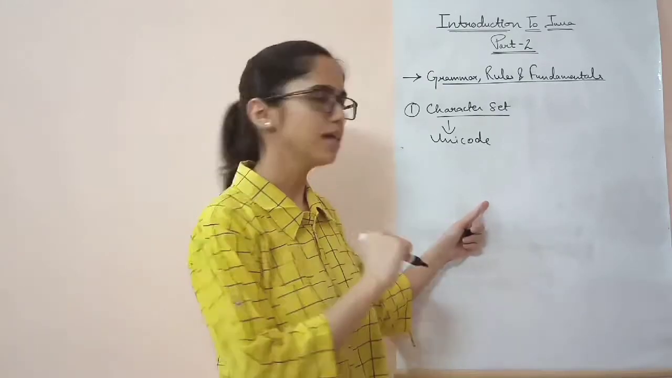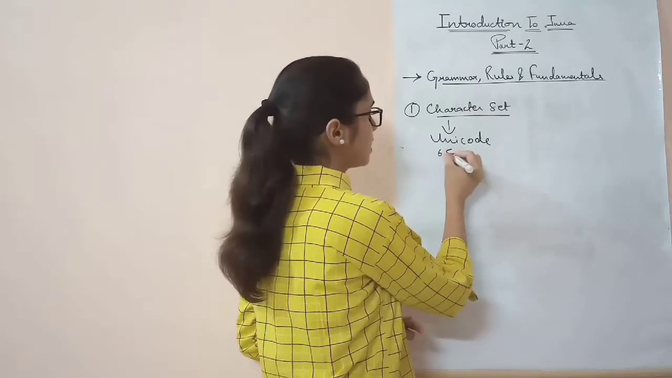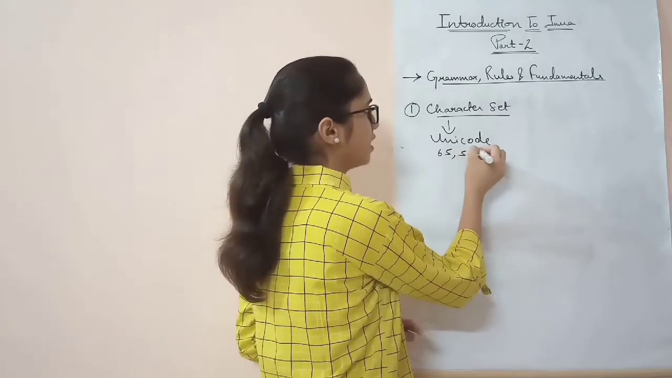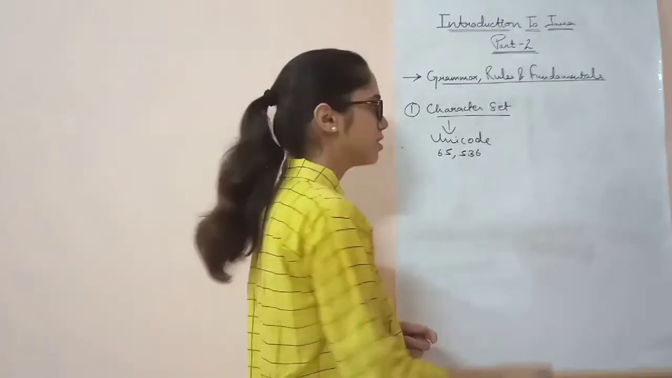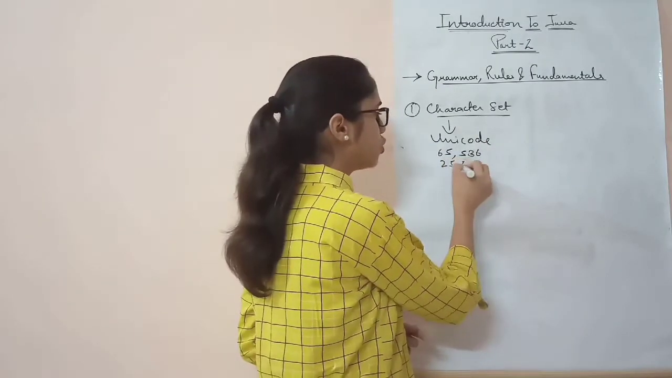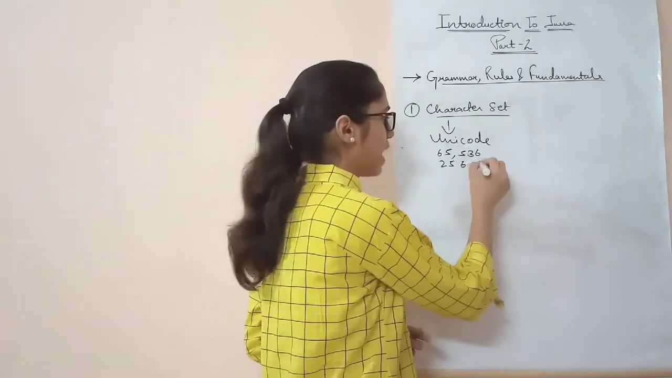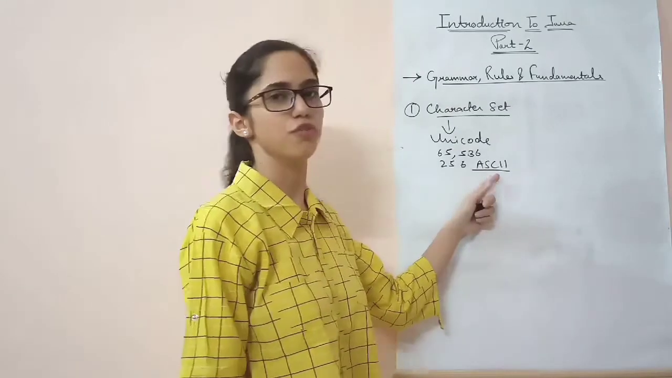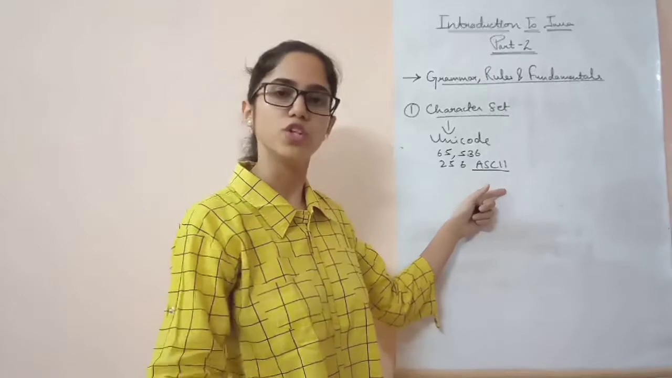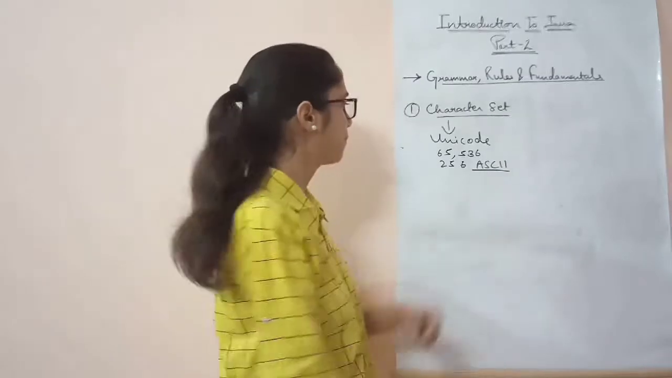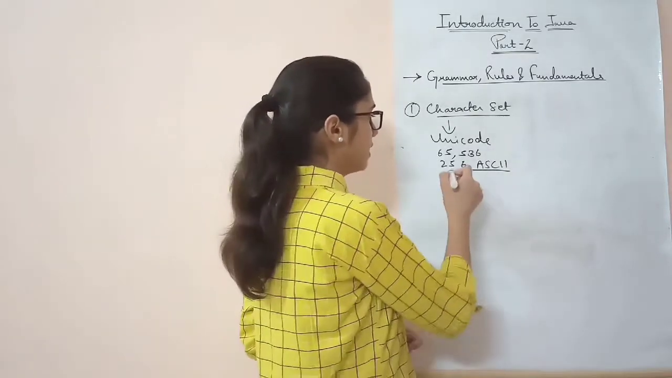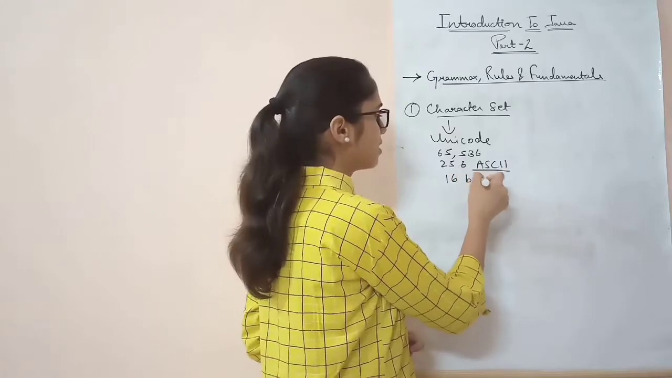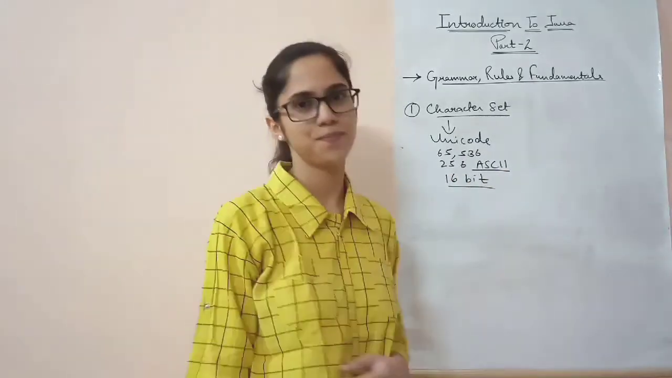It has some facts. Let me tell you, it has 65,536 unique characters, out of which first 256 belongs to ASCII. That is American Standard Code for Information Interchange, which is a very popular character set. Another thing is that it is a 16-bit character set.